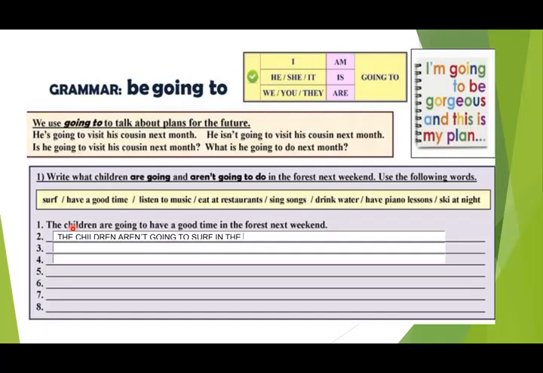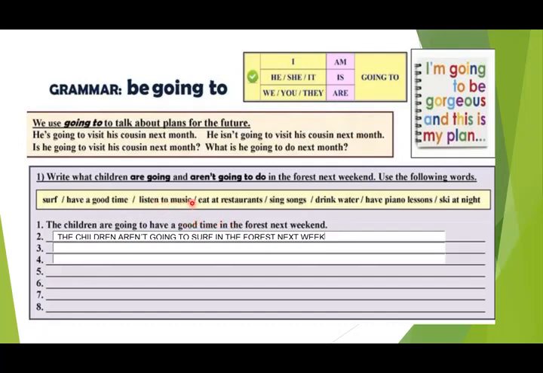In the forest. Next week, right? Very good. Muy bien. El siguiente. Very good. The children aren't going to surf in the forest next week, right? Very good. The next one. El siguiente. ¿Qué tenemos? Have a good time. This is the first example, right? Okay. Have a good time.